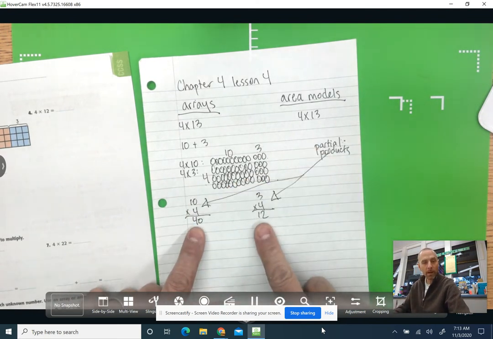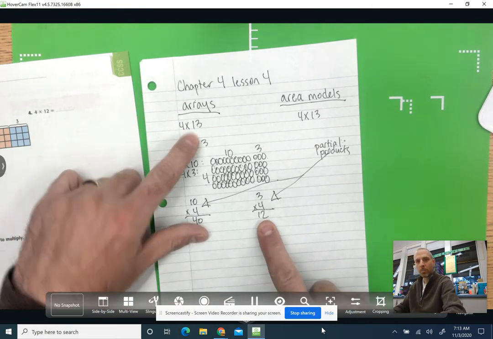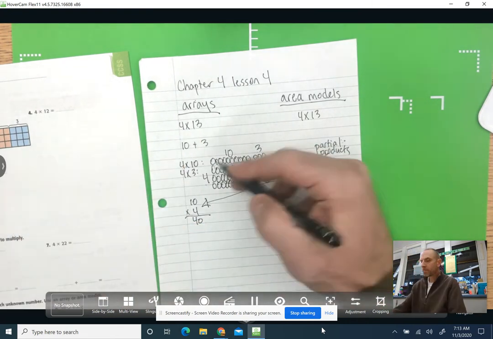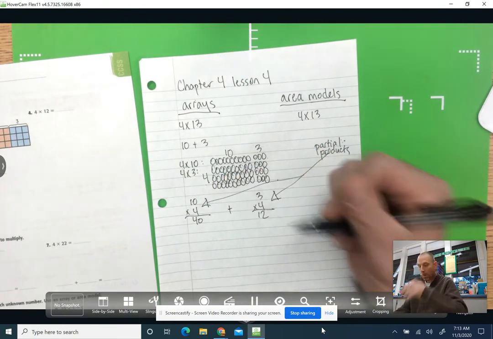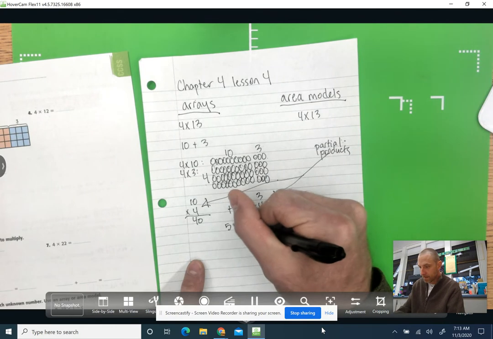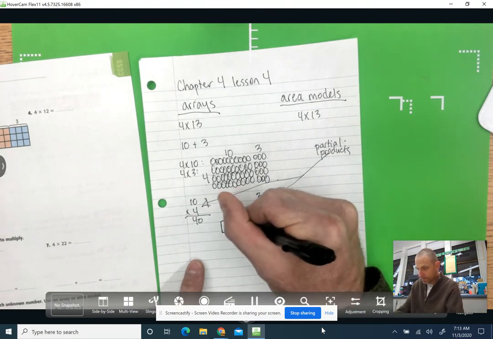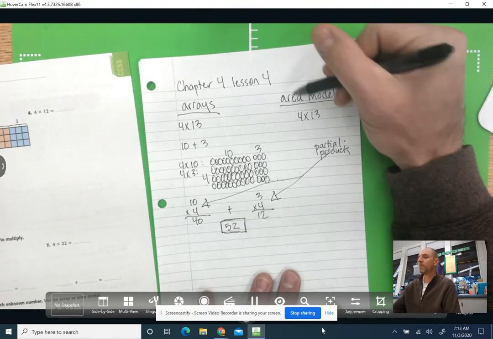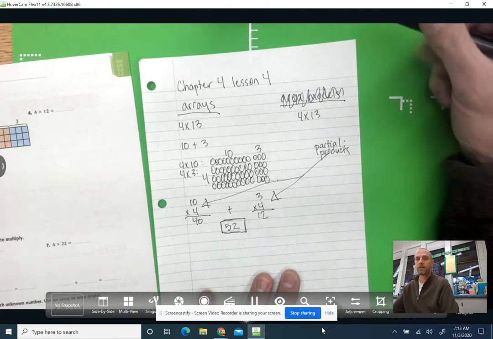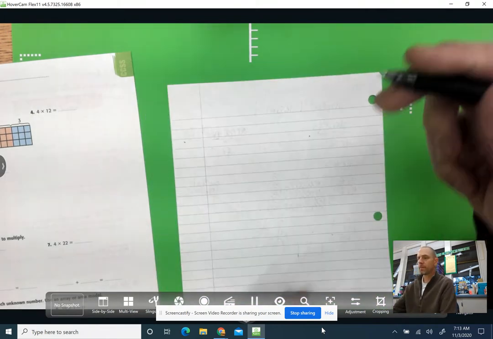These are partial products, right? These are part of the original problem, okay? And then we add them together, right? 40 plus 12 gives us an answer of 52, okay? Now, Mr. Tillis just used all this room up. I'm so sorry. Turn that paper over.